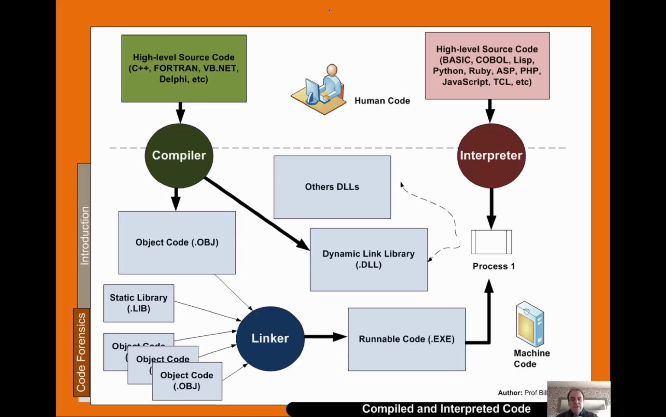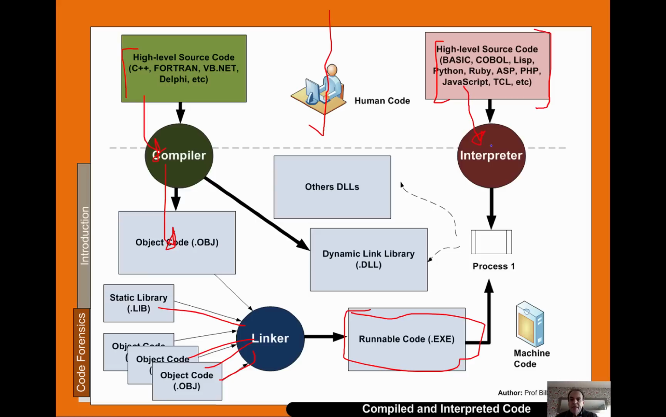Okay, so there's the two types of languages that we have. We have high-level source code, which typically goes through a compiler and produces things like object code. We then link in other object code files and produce an executable there. The other type is an interpreted language, where we take a high-level language such as Python, Ruby, ASP, PHP, JavaScript and so on, and it runs through an interpreter while the machine is running. That interpreter then converts it in real time into a running process on the system.